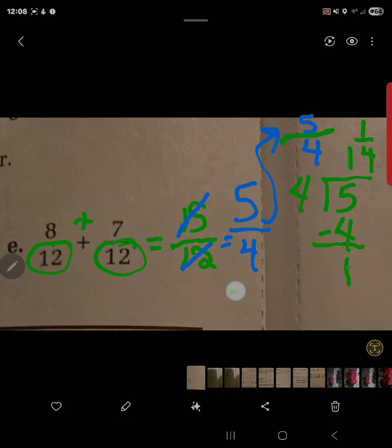So our final answer is 1 and 1/4. Again, that is number E on the lesson practice in the middle of the page. Hopefully that will help you on any questions that you have on the homework or in class that we go do next week.